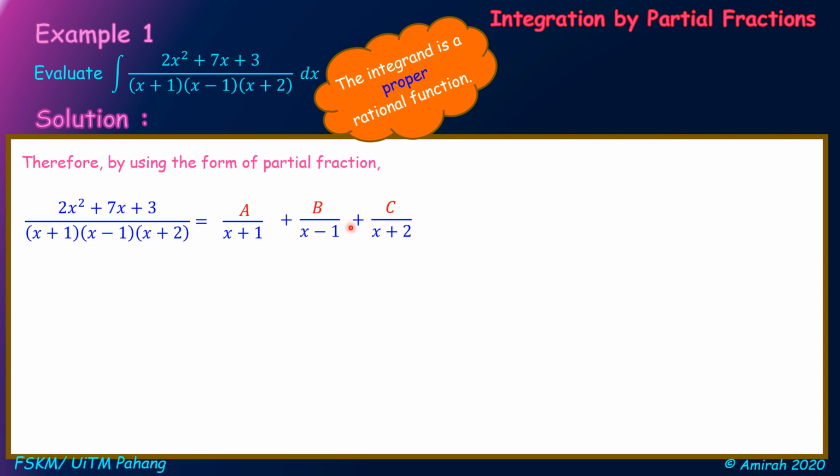After that, we can check. We have constants a, b, and c. There are 3 constants here, because the given denominator is degree 3. That's why we have 3 constants a, b, and c. After that, we can name it equation 1.